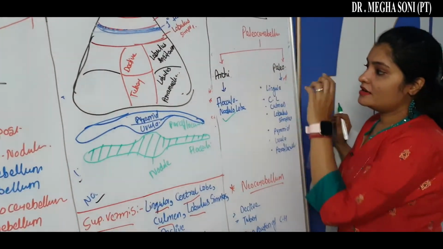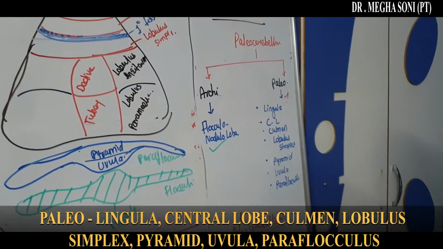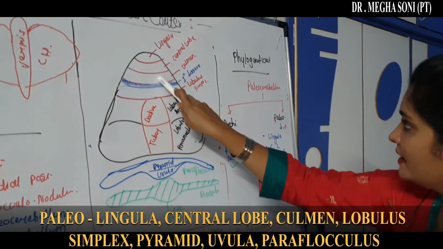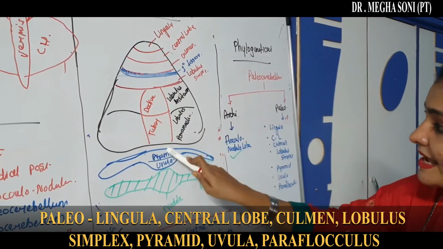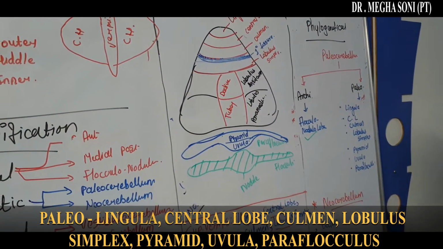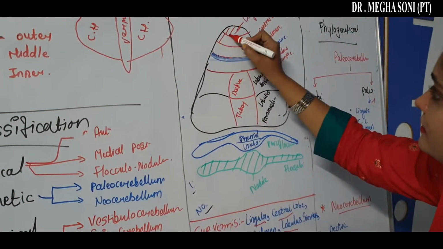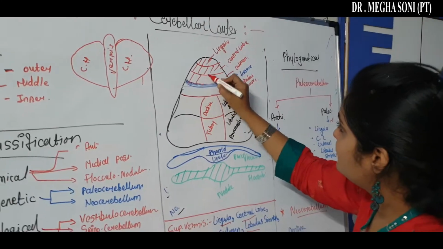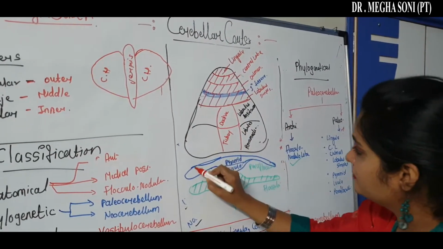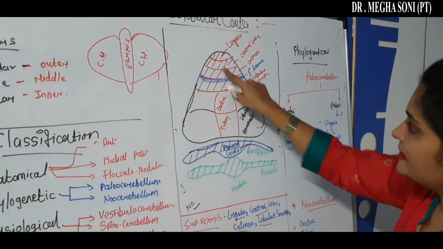Again paleocerebellar. So paleocerebellar has a few structures. First lingula, central lobe, culmen, lobulus simplex, pyramid, uvula and paraflocculi. Let me highlight it with red color. So this is paleocerebellar, again the oldest structure. So this we call paleocerebellar.